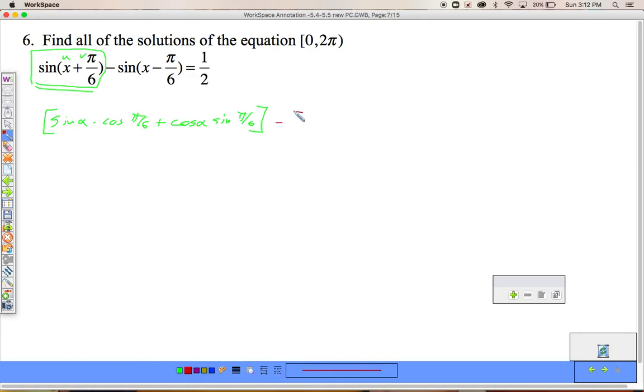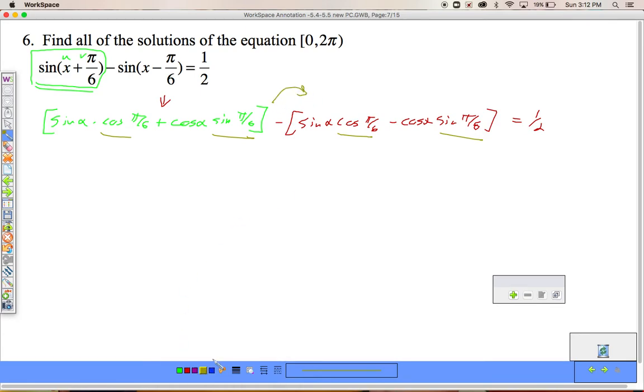Now for my second piece, it's the same formula except this sign here is going to change. So I have the sine of x cosine of pi over 6 minus the cosine of x sine of pi over 6. And I'm trying to solve this equal to a half. All right, so what I'm going to do next on each of these, I'm going to evaluate the pieces that I can, and I'm going to distribute this negative sign.